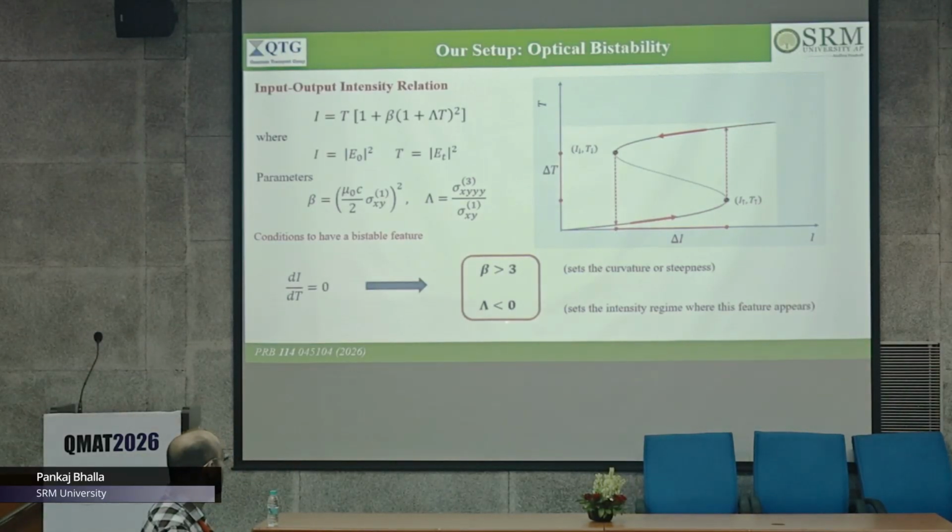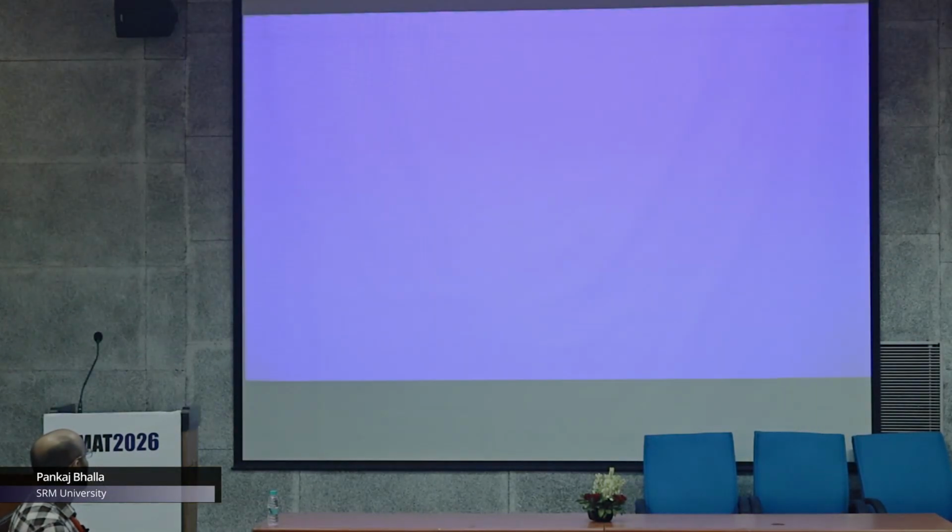Another point is that when lambda, this ratio, is less than 0, then you can get the bistability nature. So in short, if these two conditions are satisfied in whatever system you consider in your study, you can expect bistability behavior, depending on other conditions such as experimental feasibility or the range of parameters that you can take into account.